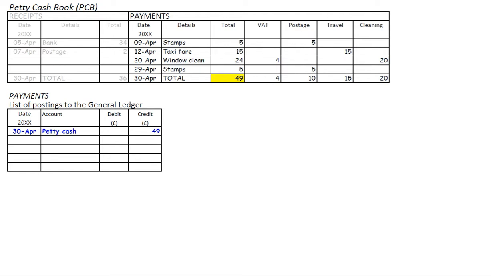Then we will post the VAT, postage, travel and cleaning totals for the month, and all of these will be recorded as debits. They'll be recorded as debits because they are either a reduction in the value of the business's liabilities, in the case of VAT, or they are increases in the value of the business's expenses, in the case of postage, travel expenses and cleaning.